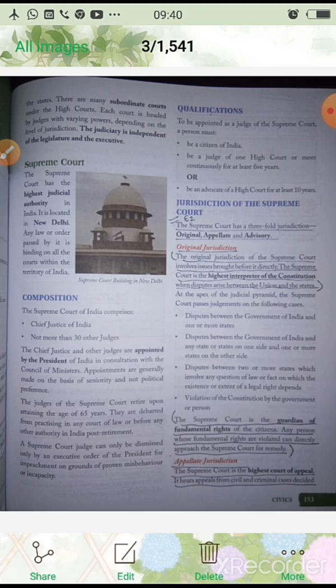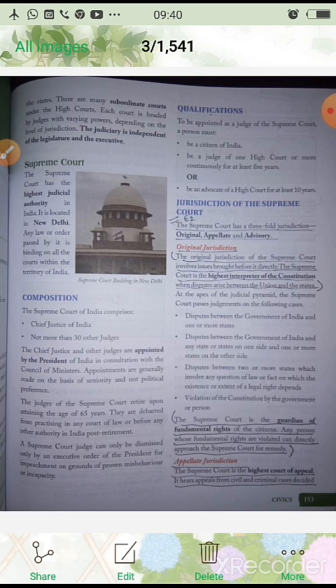Then third is disputes between two or more states which involve any question of law or fact on which the existence or extent of a legal right depends. Then fourth, violation of the Constitution by the government or a person. So whenever such kind of disputes arise, who looks into the matter?